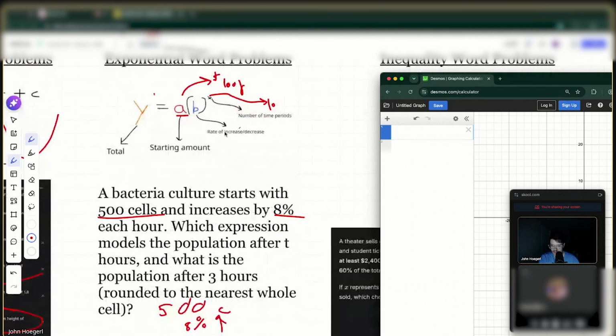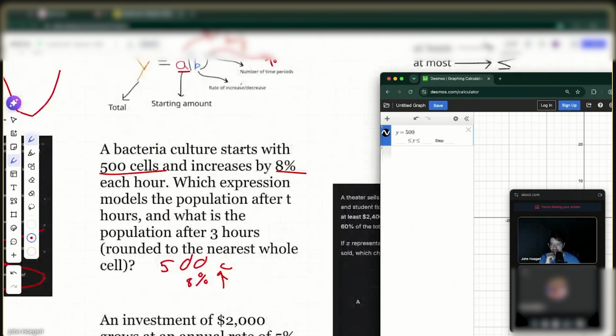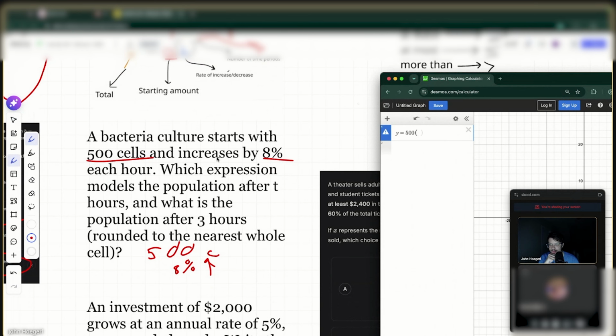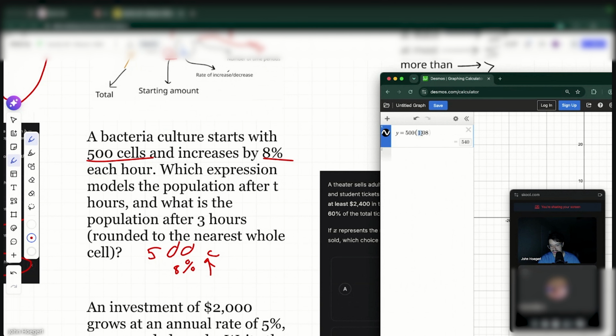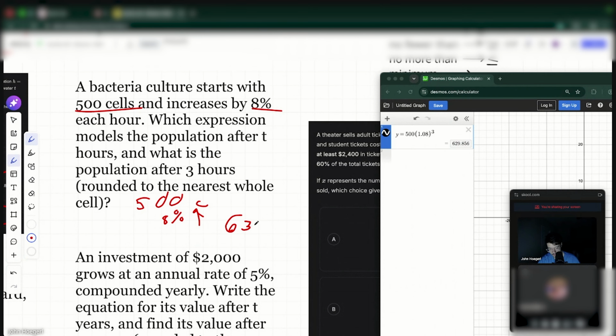Using this formula from before, we could say y is equal to 500, because that would be the starting amount, so a is 500. Then we multiply that by 8% each hour. What that must mean is 1.08. Whenever it's getting bigger, we have to put 1 at the beginning of it to make sure that shows. And then we finally put x. So that would be the equation here. And then it says after 3 hours, so I would just put 3. So 621.9, so basically 630 would be the answer here.